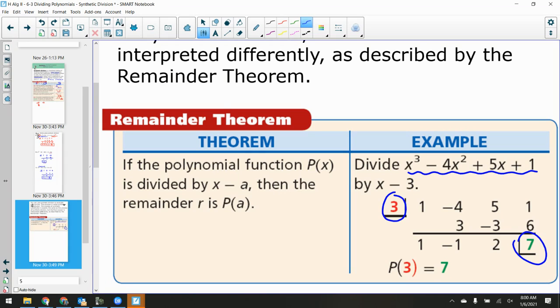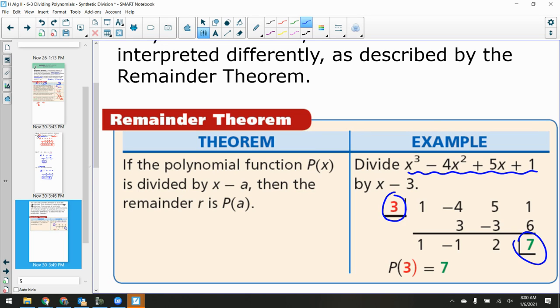Now, I know you guys would be like, this is stupid. I can just plug it into my calculator. Why am I doing this? Well, A, because it's kind of cool. And B, what if you don't have your calculator? This is actually a pretty easy process rather than saying, okay, I've got to figure out what 3 to the third is. And then I've got to subtract 4 times that 3 squared. And then I've got to take 5 times 3 plus 1. You might mess up on that.